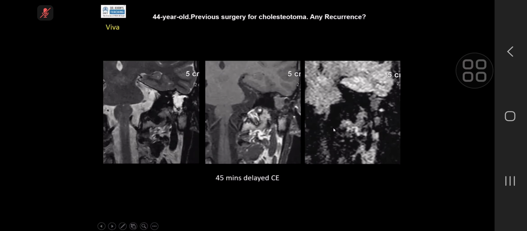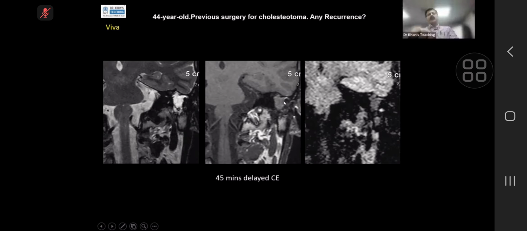So these are coronal images of the brain. Then on the T2 image, it's high signal. Post-contrast, can't appreciate much enhancement. Then on the DWI, I can't see any high signal there. So the impression here is that this is not a recurrence. It's likely going to be a granulation tissue.